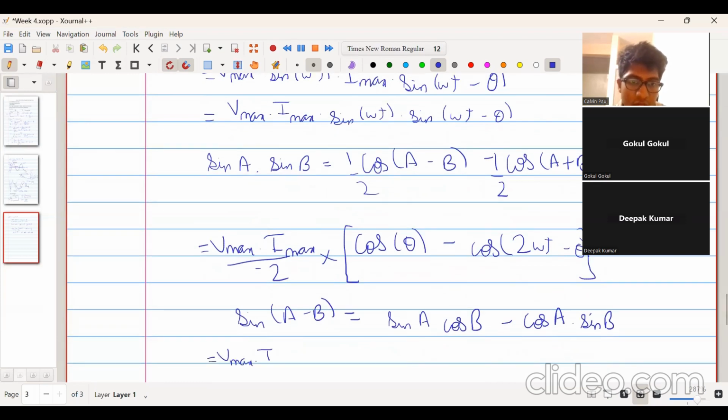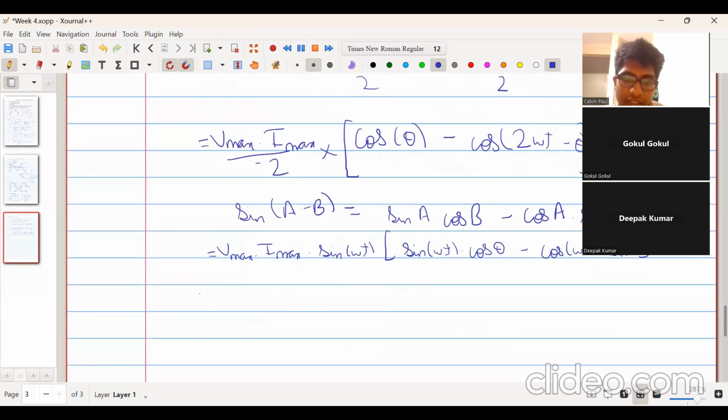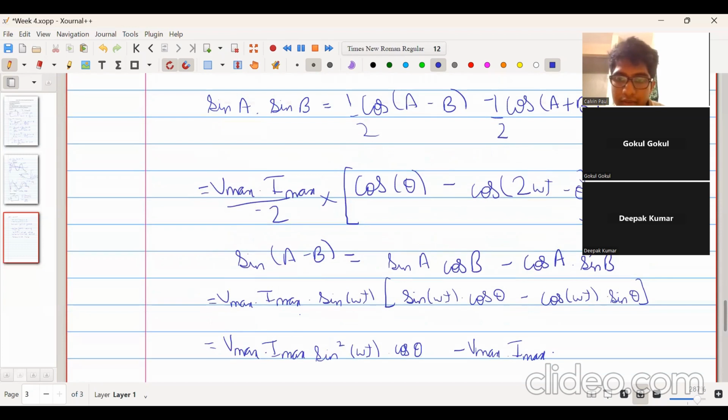V max into I max into sine of omega t. Now we will expand this, sine of omega t minus theta. We will write it as sine of omega t into cos theta minus cos of omega t into sine of theta. So this we will further write as V max into I max into sine square omega t into cos theta, and minus V max into I max into sine of omega t into cos of omega t into sine theta.